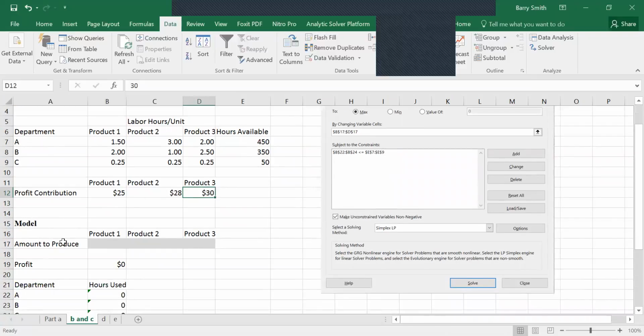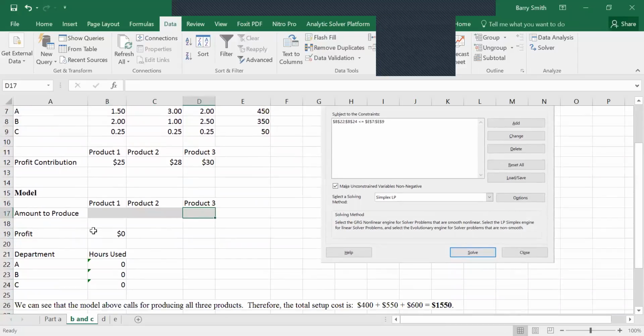Then for our model, we need to find out the amount to produce for P1, P2, P3. What is our profit? Well, that's the sum product. We're going to take the sum product of B12 to D12, which is right here, and that times B17 to D17, whatever numbers are in here. So it's going to come up with that number, and we're going to use our solver to figure out the numbers here, and then this is just going to come out to find the profit.